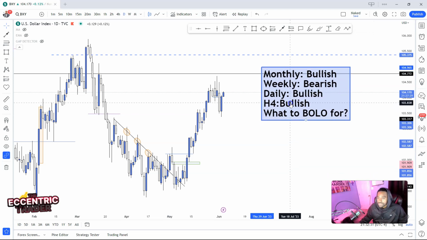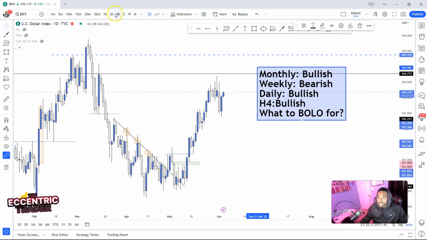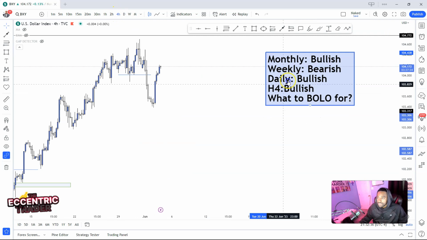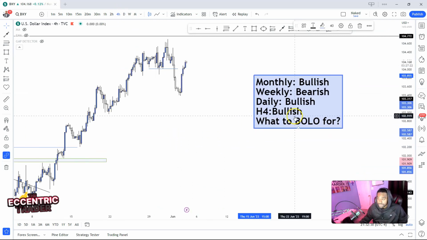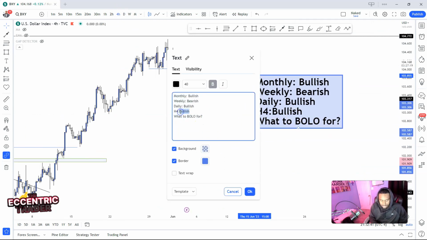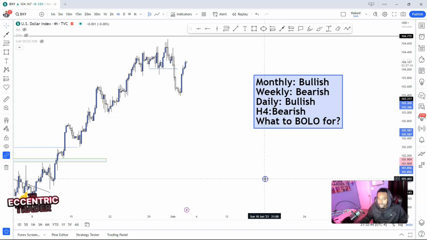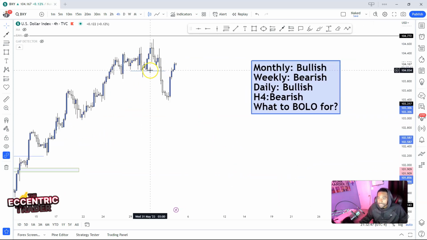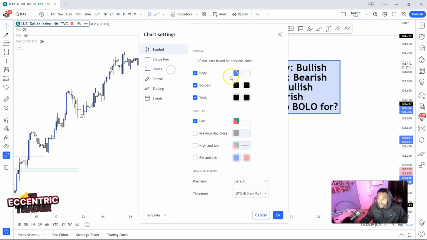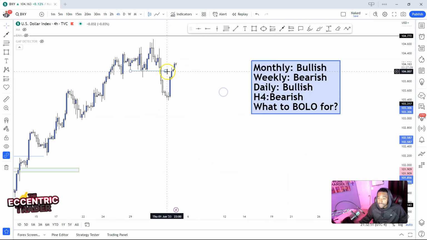Okay, so let's go to the daily. Excuse me, H4. H4 is definitely bearish. Now, this is a level of support that was broken pretty clean. And this is important if you trade USD JPY, if you trade any US dollar based pair for the foreign exchange market. You definitely want to know what the dollar is doing.